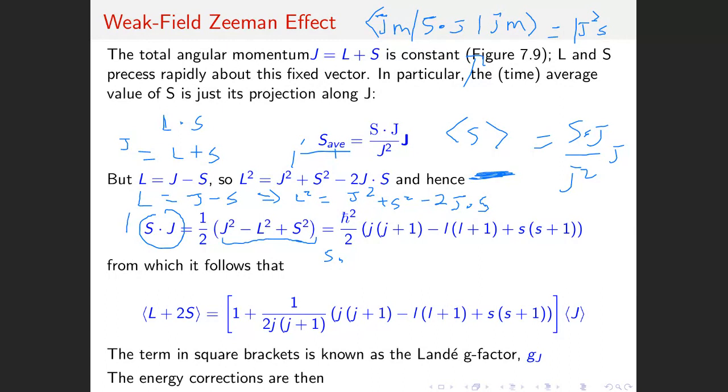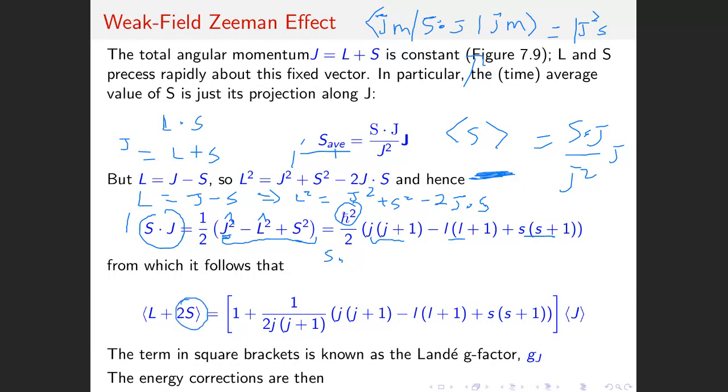Then I can try to find the expectation value. Just remember that the expectation value of J acting on Jm gives you ħ squared. So this will introduce J times J, which is coming from this operator. Same with L, same with S. Then plug it into this term.